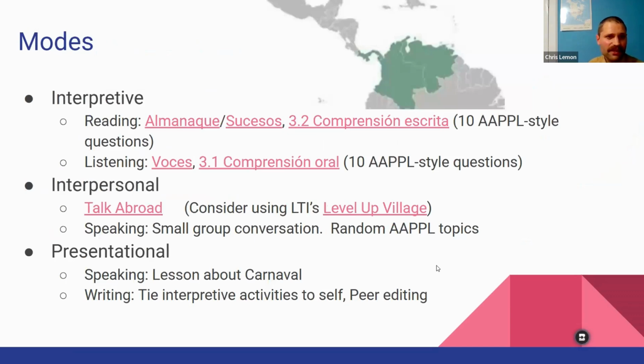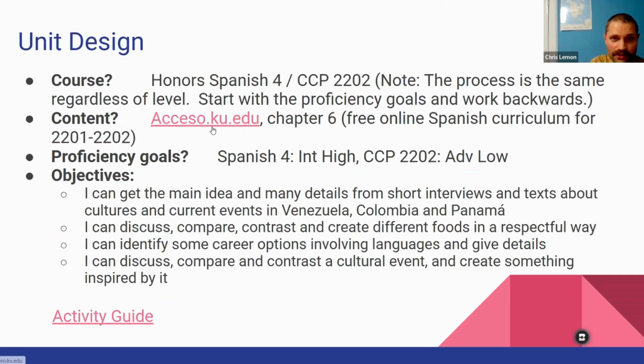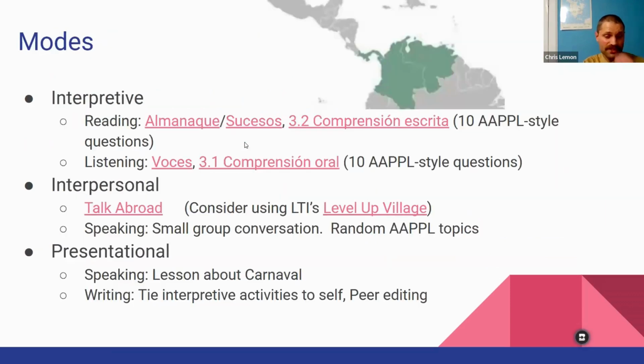And then we've talked about a few of these things, but as far as the different modes, interpretive, interpersonal, presentational, when I was doing this activity, I tied a few different things in there. There are a lot of good different reading sources out there now. The ones that I used for this to help prepare students for these are both in that free online resource that I was telling you about called accesso.ku.edu. And I'm not going to dedicate time to talking about what other resources there are out there because there are so many. But you may consider trying to mimic the APPL a little bit when you're making your assessments.